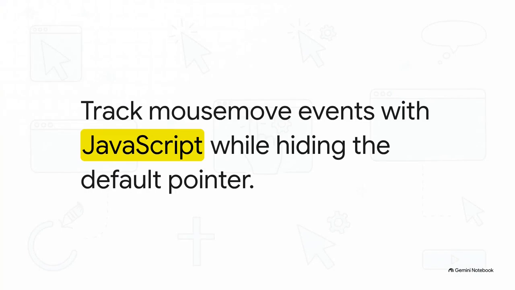According to the research over at CSS Tricks, we can actually completely overhaul the experience by taking matters into our own hands using JavaScript. The trick here is twofold. First, you hide the default browser cursor completely by setting cursor none in your CSS. Then you use JavaScript to track movement events, dynamically binding a custom HTML element, like a stylized div or maybe an SVG, to the exact X and Y coordinates of the user's mouse.